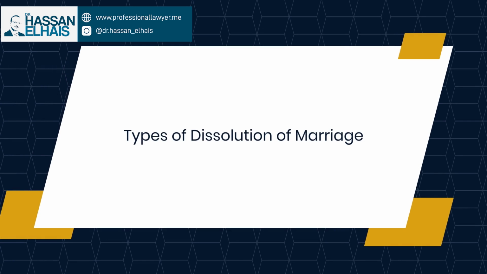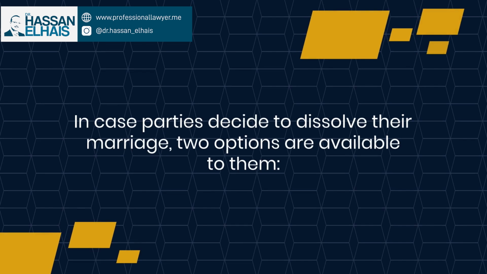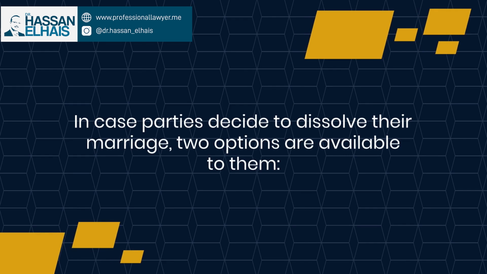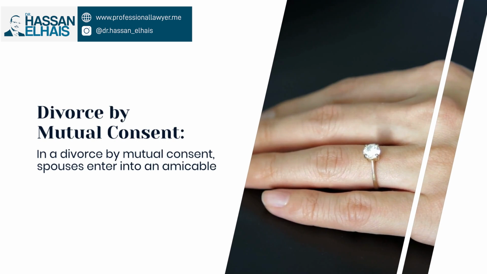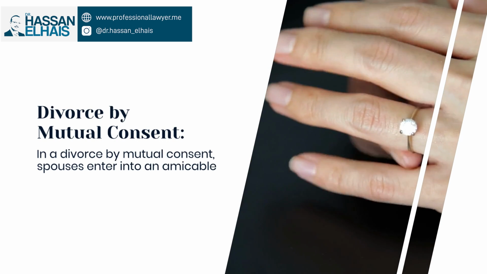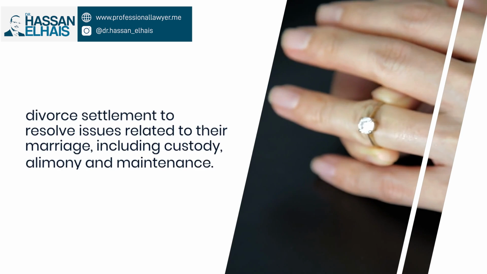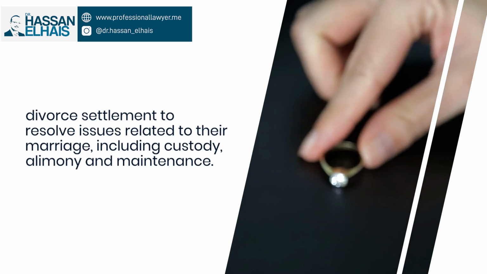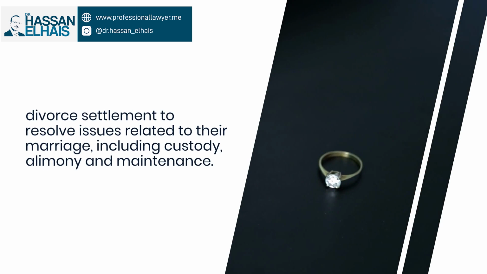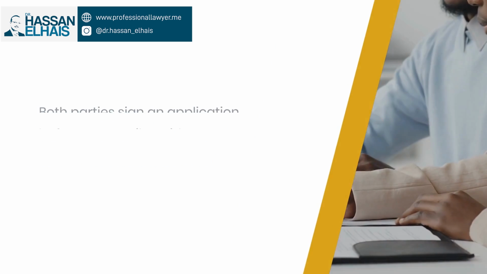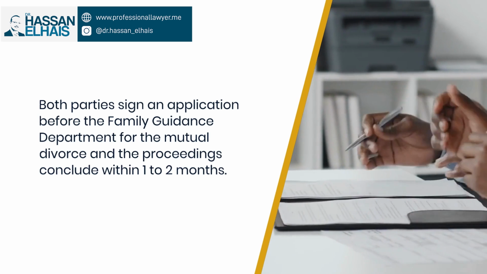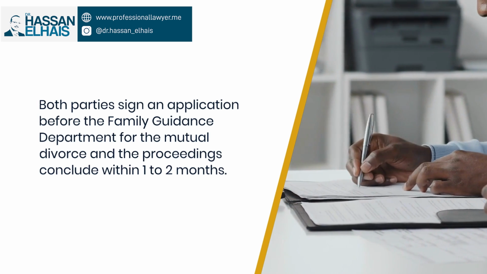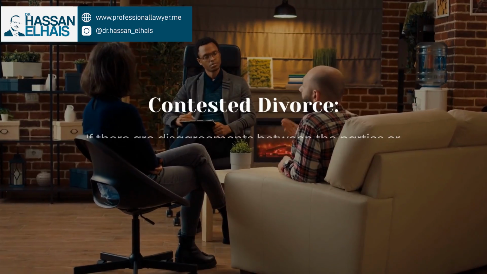Types of dissolution of marriage. In case parties decide to dissolve their marriage, two options are available to them: divorce by mutual consent or a contested divorce. Divorce by mutual consent. In a divorce by mutual consent, spouses enter into an amicable divorce settlement to resolve issues related to their marriage, including custody, alimony, and maintenance. Both parties sign an application before the Family Guidance Department for the mutual divorce and the proceedings conclude within 1 to 2 months.